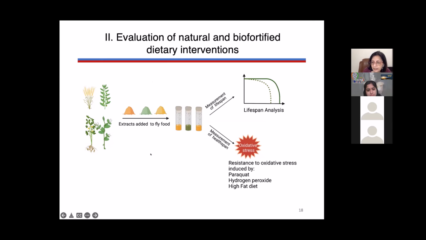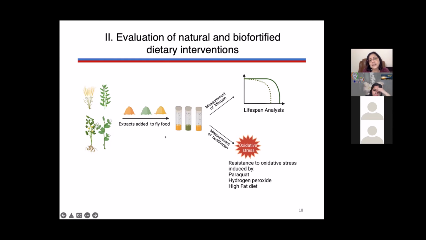So another side project which is related to this one is to identify or evaluate natural and biofortified dietary interventions using the fruit fly model. Medicinal plants have been used for decades to improve health. Many of us use these natural interventions, but the molecular pathways responsible for these beneficial effects have not been understood or are not known. And more specifically, RNA-mediated pathways involved in the beneficial effects of natural medicinal plants or biofortified plants are not explored extensively.